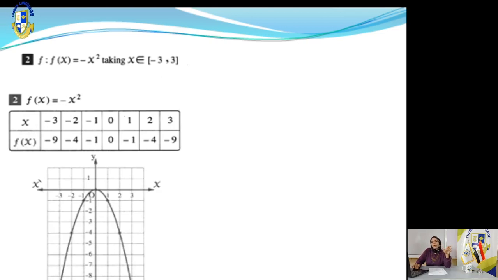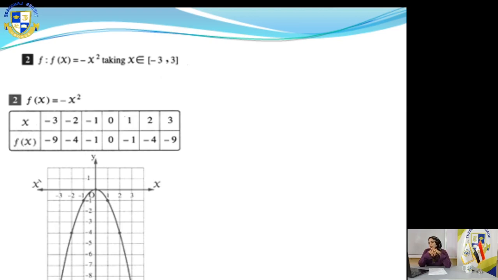We have here another example. F of x equal -x to the power 2, taking x belong to the interval -3 and 3. We will replace the value of x starting from -3. -3, it will be -9. -2, it will be -4, and so on, to have some ordered pairs and represent them on the graph.